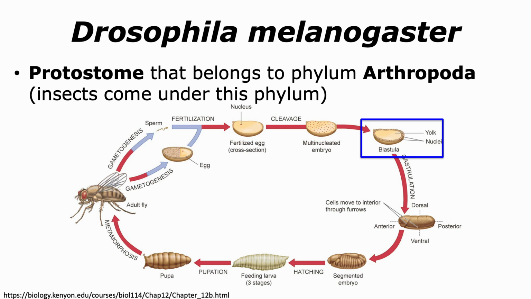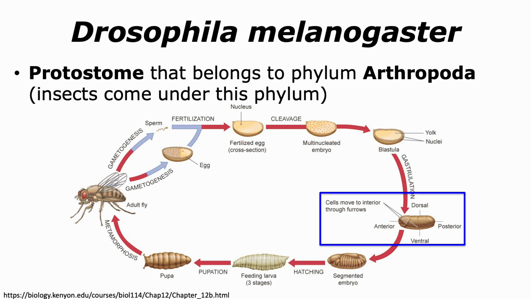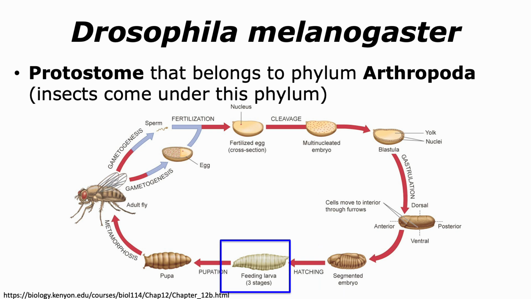During the process of gastrulation, cell movements will occur, and we end up with a segmented embryo that will hatch from the egg to form a larva. The larva then forms a pupa, which can then undergo metamorphosis to form the adult fly.